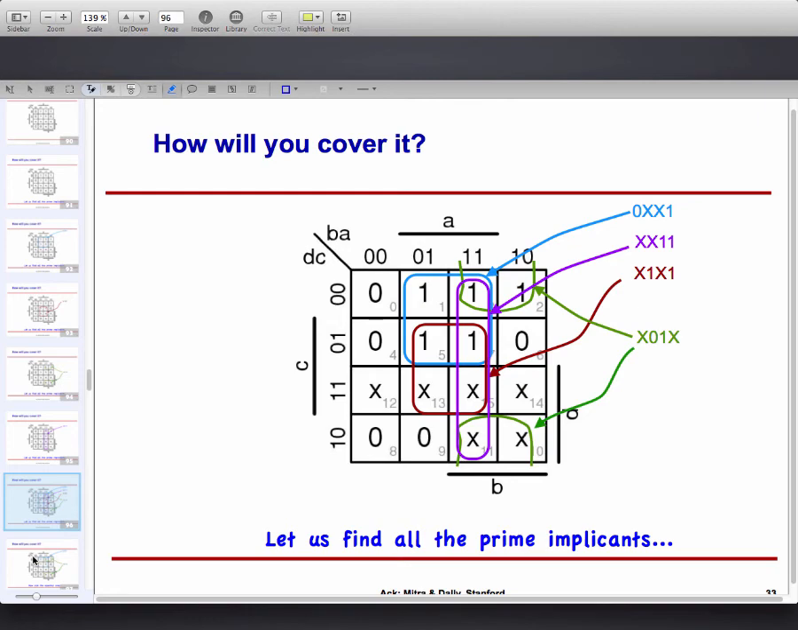Now what we need to do is find the prime implicants which are essential. So which ones are essential? I have a blue or cyan colored one out here, 0xx1. I have this purple color xx11. I have this brown color x1x1. And then I have x01x, which is this green colored one. So question number 1, are there any prime implicants here which are essential? That is, they are the only one covering a minterm.